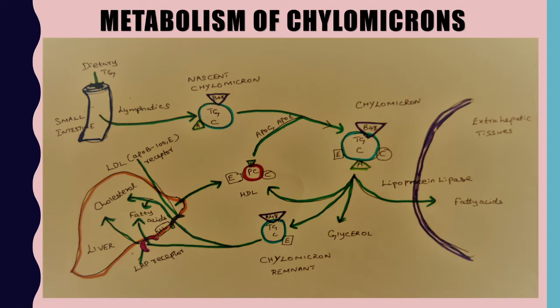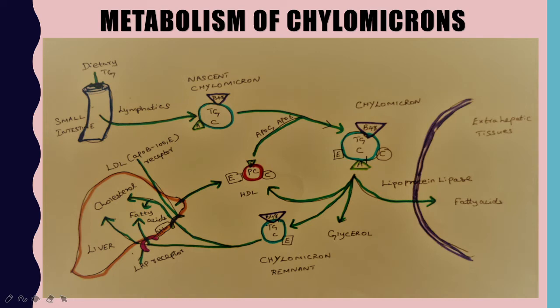These chylomicrons act as the chief carrier for exogenous triglyceride. Exogenous triglyceride means the dietary fat. So, these chylomicrons will transport the dietary triglycerides from the intestine to extrahepatic tissues. Most, about 80%, of the exogenous triglyceride will be transported to the extrahepatic tissues like adipose tissue, skeletal muscles, and cardiac muscles, and the remaining 20% will be transported to the liver.